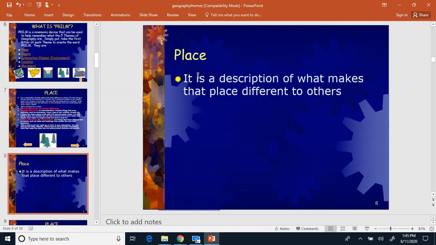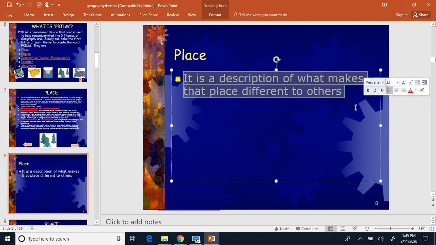Go ahead and make a number 1. For number 1, we're going to write down: it's a description of what makes that place different to others. So go ahead and write that down for number 1. It is a description of what makes that place different to others. So that's what a place is. Go ahead and write that down.